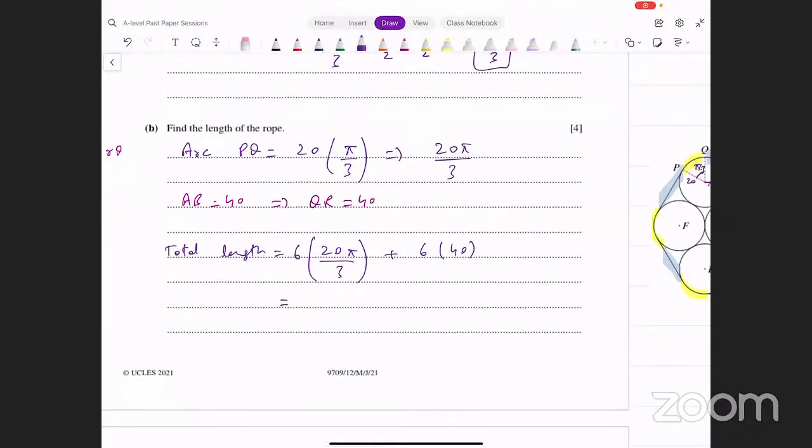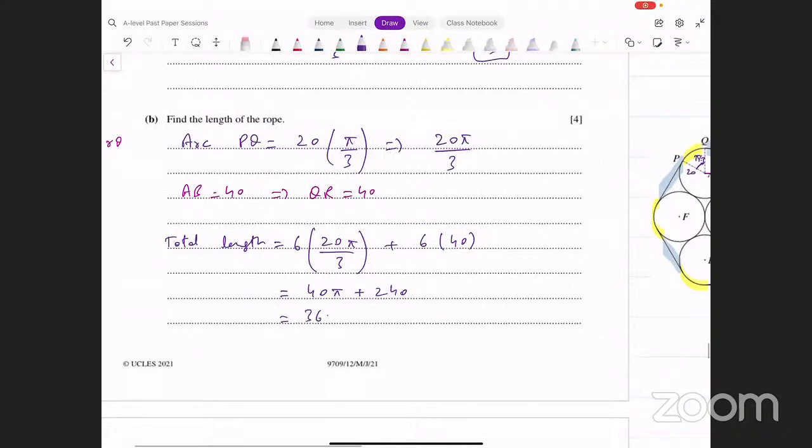20 pi into 2, that's 40 pi plus 240. अगर उसने exact पूछा होता तो इस तरह से छोड़ देते, but since you're not asked for an exact answer here, you can evaluate this. 40 pi plus 240, that gives me 365.67. So this is 365.67. इसको ऐसे लिख सकते हैं, यहाँ पे आप लिख सकते हैं 366 to 3 significant figures. All right, that's what we get here.